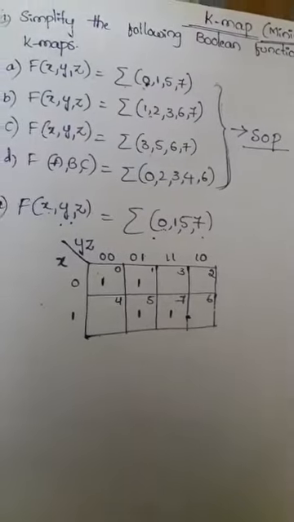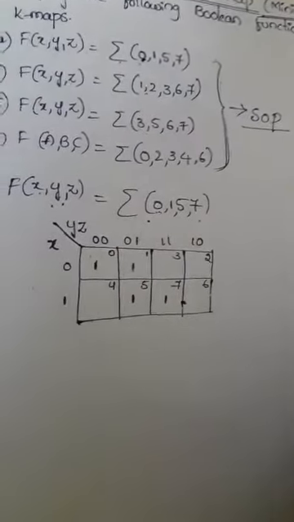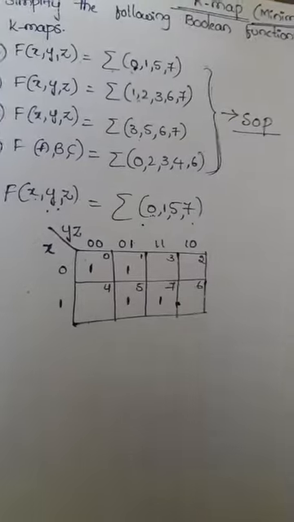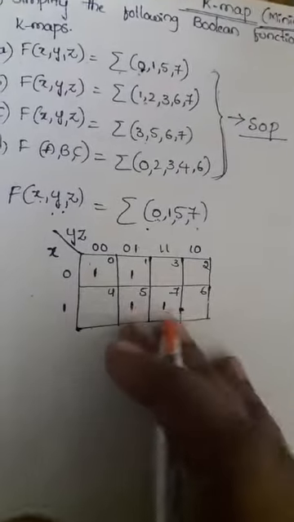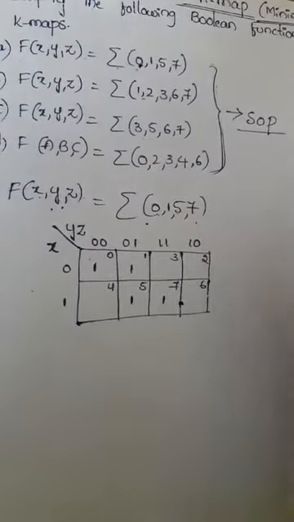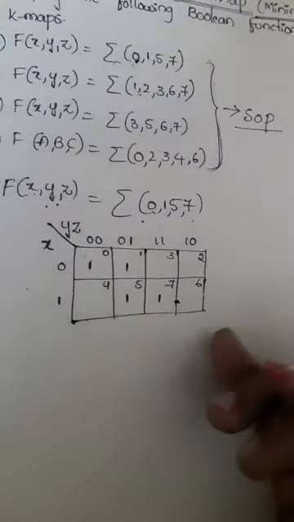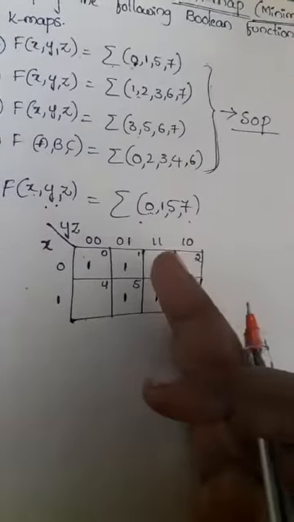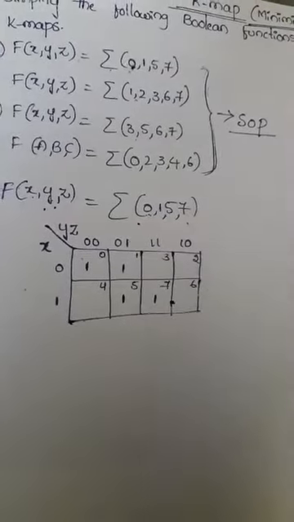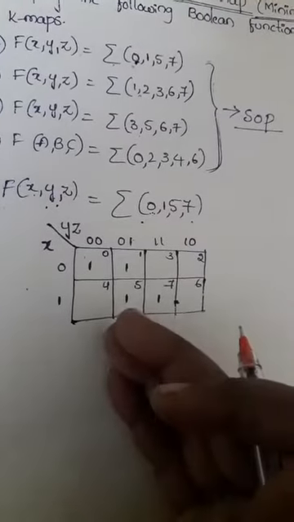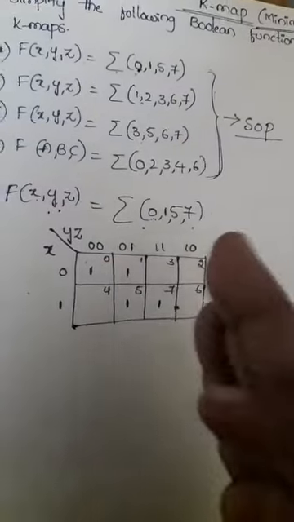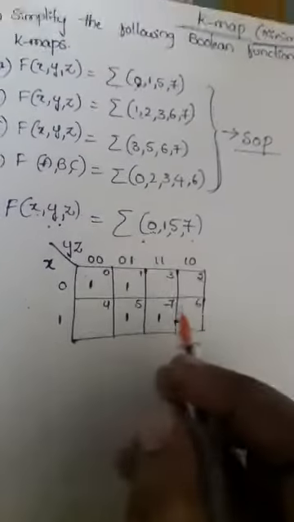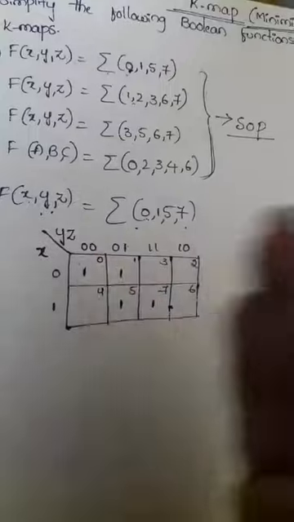An octet is nothing but 8 adjacent cells that must be present, right? All 8 cells must contain 1. Here there are no 8 cells containing 1, so directly we can say that an octet is not possible. The next step is to check whether a quarter is possible. A quarter means 4 adjacent cells forming one group, right? Here we also don't have 4 adjacent cells containing 1, so a quarter is also not possible.